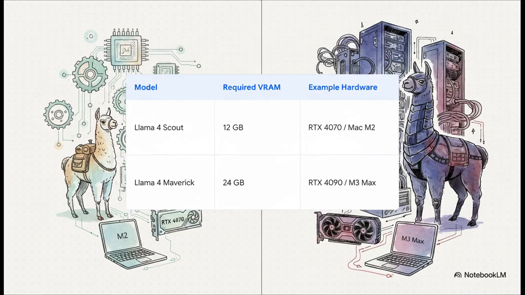This one is the nimble, super efficient model. It only needs about 12 gigabytes of VRAM, so perfect for something like an NVIDIA RTX 4070 or a newer Mac with an M2 chip. Then on the right, you've got the absolute beast, Maverick. This monster needs 24 gigs of VRAM, so you're going to want a top-of-the-line card like an RTX 4090 or one of those high-end M3 Max MacBooks.